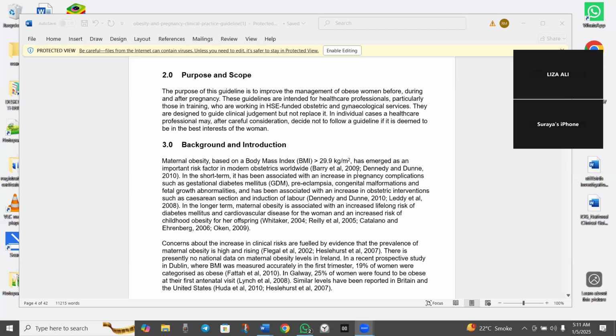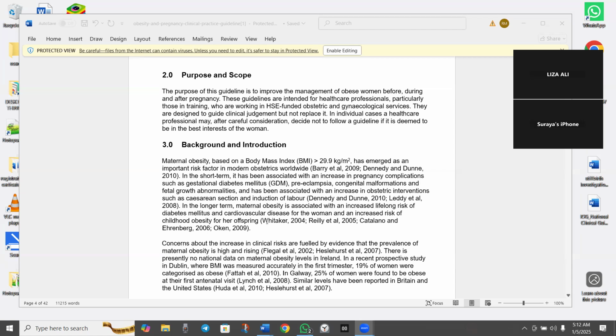She has an increased risk of pregnancy complications like diabetes, preeclampsia, congenital malformation, and fetal growth abnormalities. What fetal growth abnormalities can she have? She can have a macrosomic baby and she can have an IUGR baby. So both can happen. Don't think that if she is a fatty lady, she cannot have an IUGR baby. She can. Please remember this. She also has an increased risk of obstetrical intervention like cesarean section. Forceps delivery is very rare, but most of the deliveries will go for cesarean section.